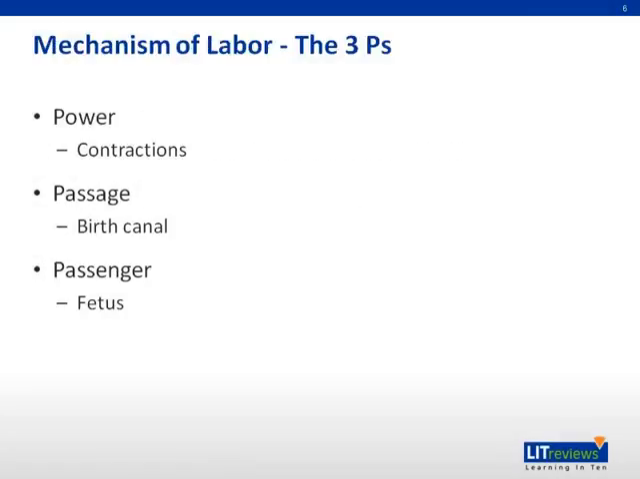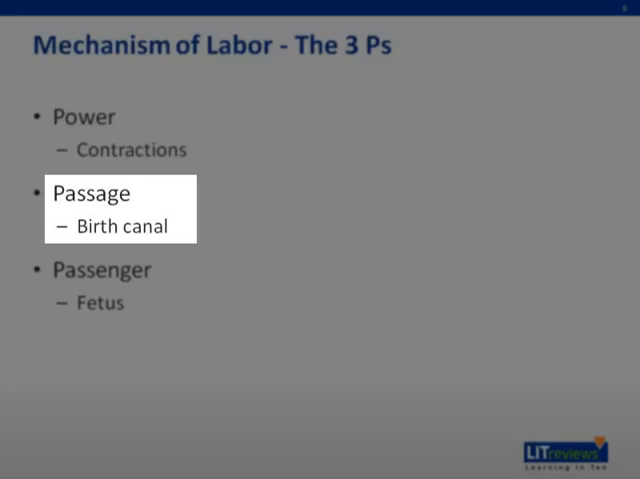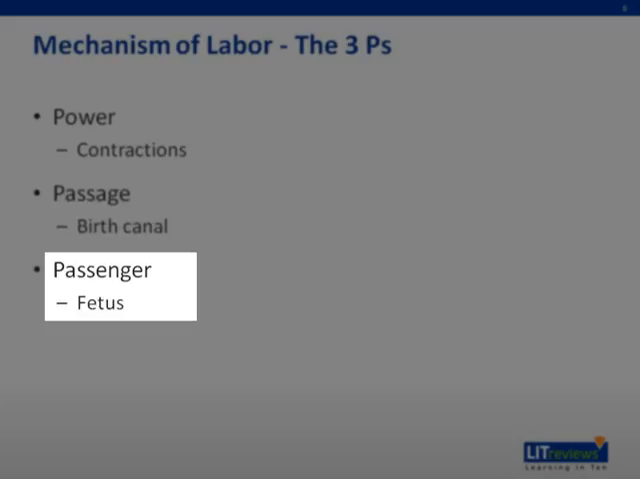The mechanism of labor is commonly attributed to the 3 P's. These are power, passage, and passenger. Power refers to the uterine contractions which generate force for expulsion of the fetus. Passage refers to the birth canal, which is comprised of the bony and muscular pelvic walls along which the fetus travels during labor. Passenger refers to the fetus.